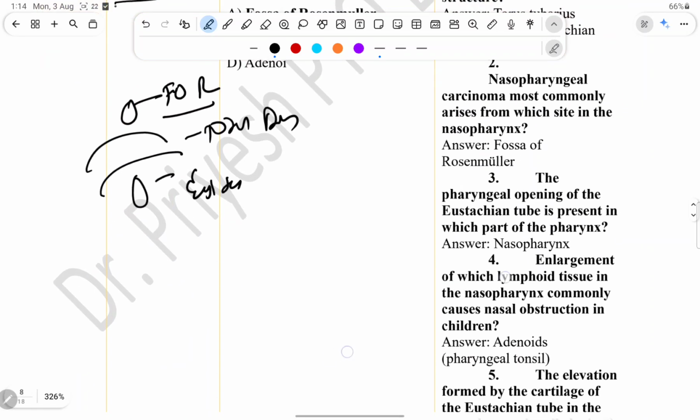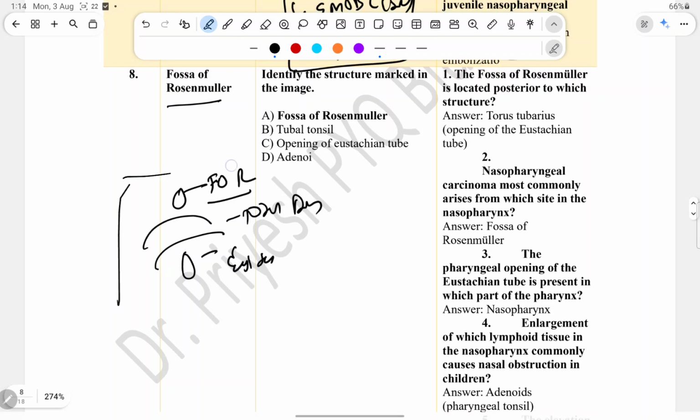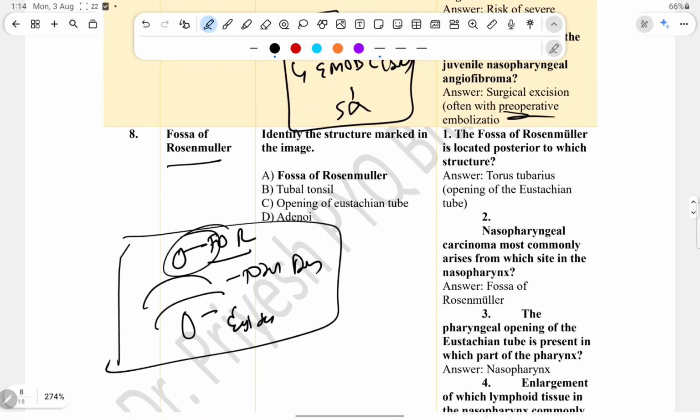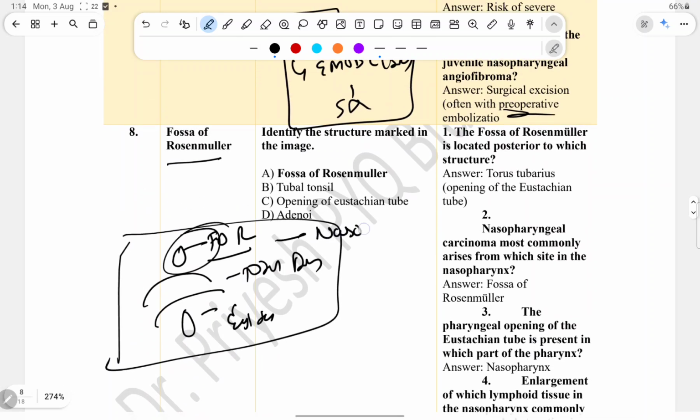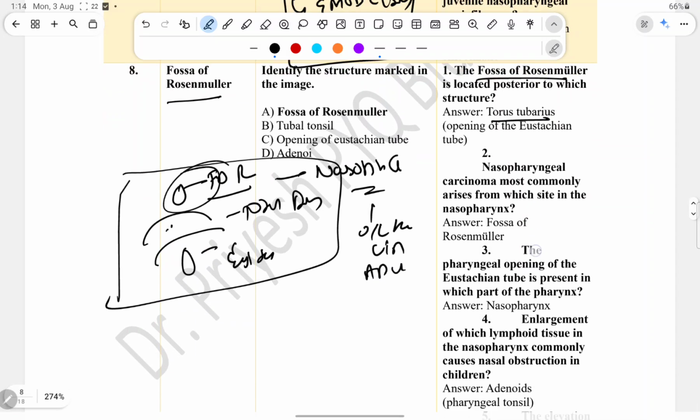Identify the structure marked in the image. The image will most probably be like this. The fossa of Rosenmuller is here. Nasopharyngeal carcinoma most commonly arises from the fossa of Rosenmuller, and presents with unilateral hearing loss in adults. The fossa of Rosenmuller is posterior to which structure? It is posterior to the torus tubarius.